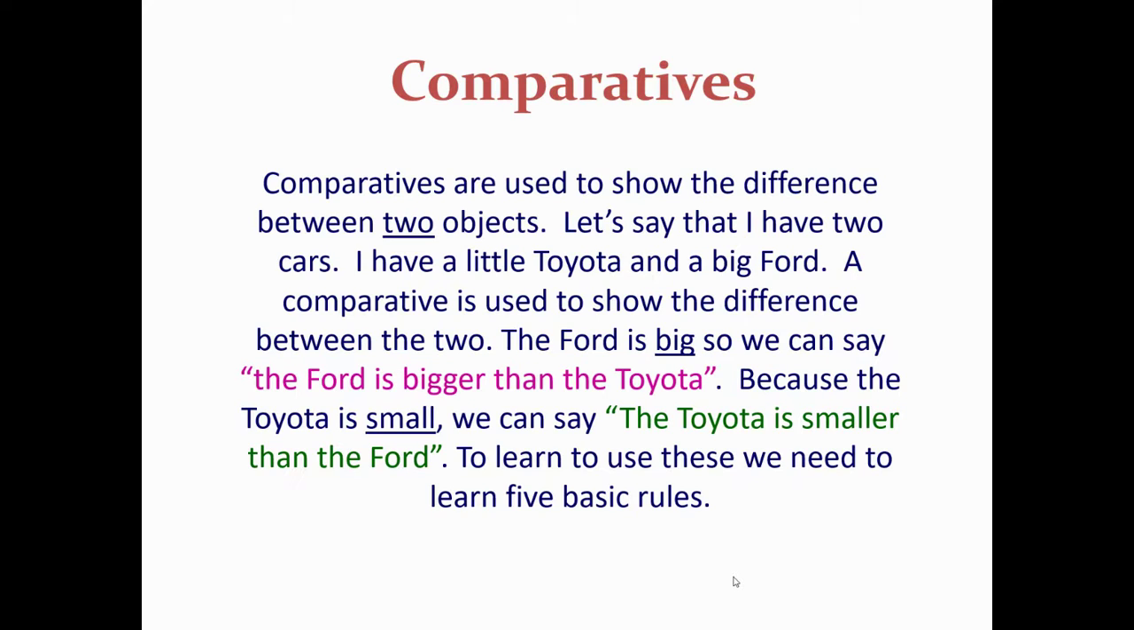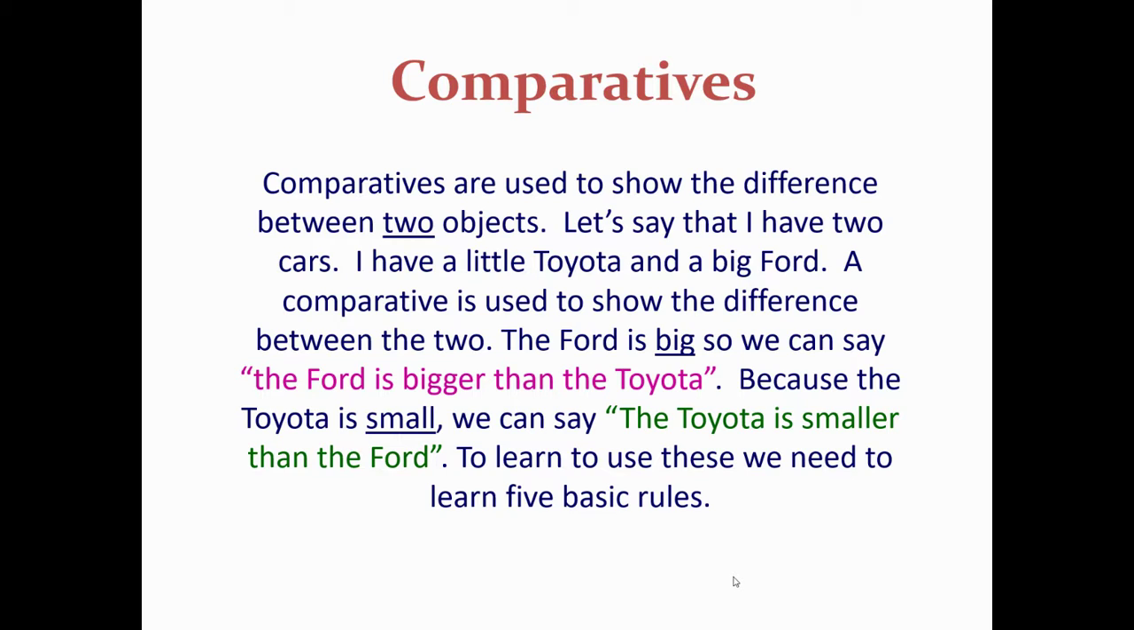So comparative adjectives are used to show the difference between two objects. So pretend you have a couple of cars, a little Toyota and a great big Ford, maybe a truck. A comparative is used to show the difference between the two. The Ford is big, so we can say the Ford is bigger than the Toyota. And the Toyota is small, so we say the Toyota is smaller than the Ford. Bigger and smaller are your comparative adjectives, okay? They are comparing the size of the cars. They're also describing the size of the cars. That's what makes them an adjective.